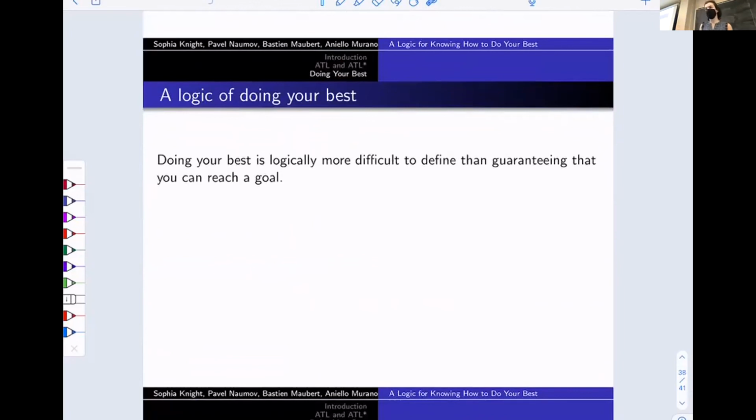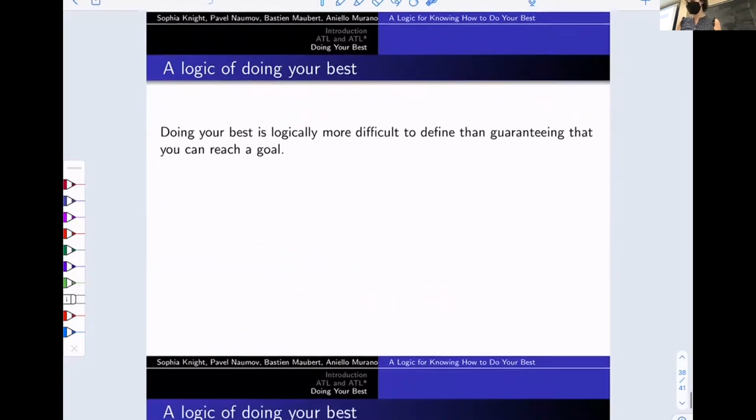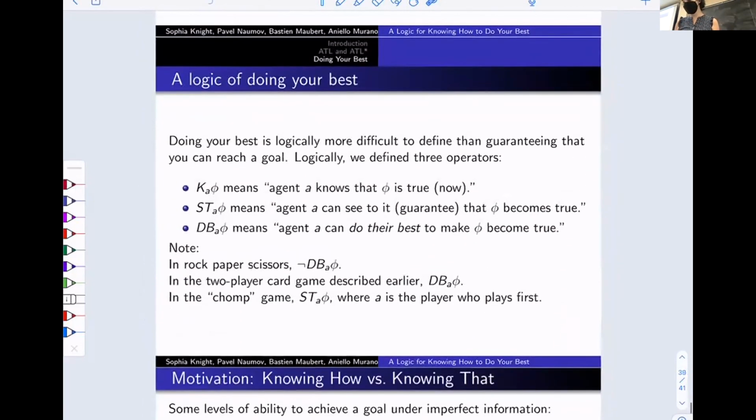So this took a while, but eventually we came up with a logical definition of doing your best, not necessarily guaranteeing that you reach a goal, but doing your best to reach it. And this is in partial information settings. So you have imperfect information about the state. And we have 3 kinds of formulas here. So we have this, where A is an agent and phi is a formula. So K_A phi means agent A knows formula phi right now. They know that formula phi is true. So what that means is formula phi is true at every state they consider possible. That's how we define knowledge in these systems.